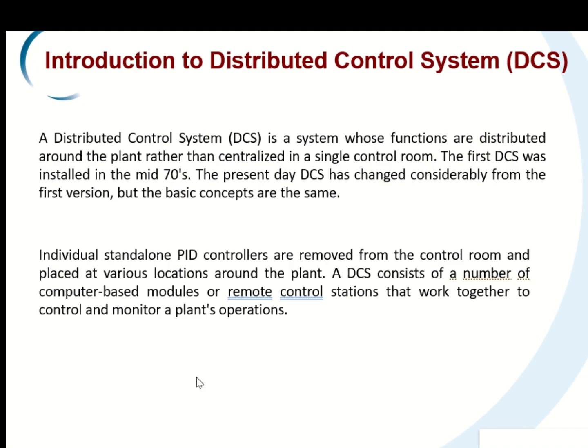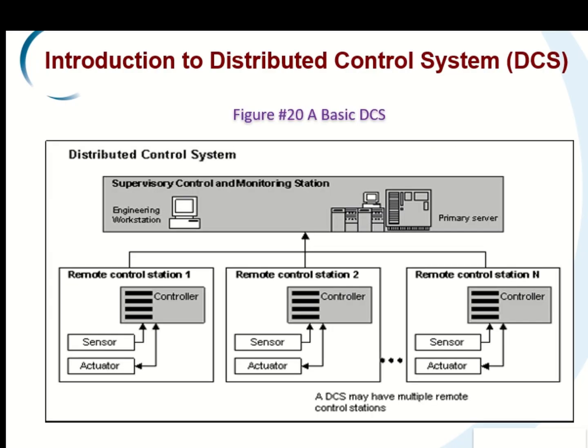So now we'll go quickly to the DCS, the distributed control system. You can read the definitions over there. What is the DCS all about? Then it looks like this. The basic DCS controllers are there, and they are being looped up into the primary server. And this is the SCADA system, the supervisory control and monitoring station, and these are the sensors and actuators. You can see this diagram and learn from this basically.